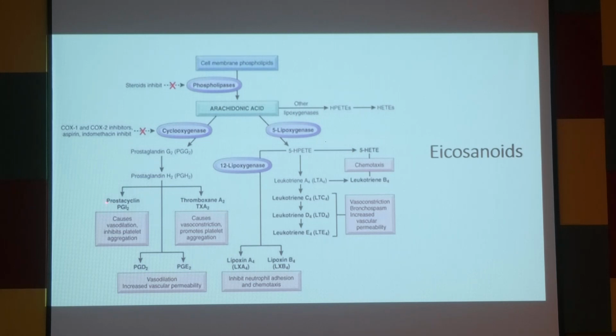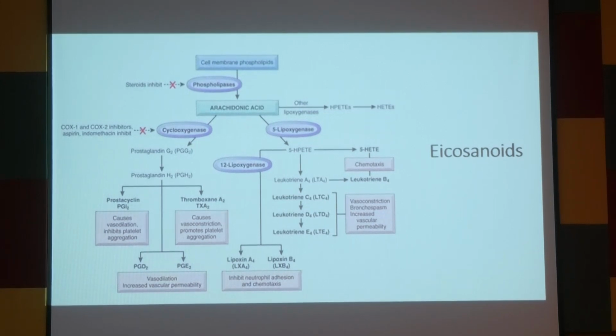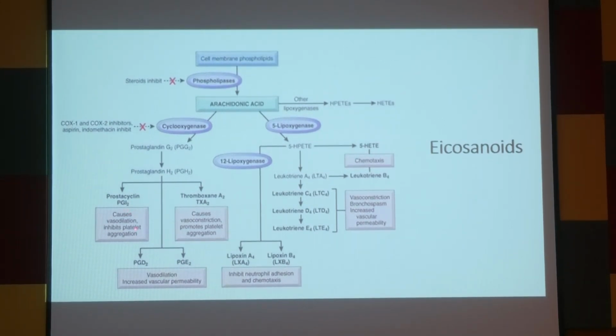And prostacyclin and thromboxane have antagonistic action. Prostacyclin causes vasodilatation, but thromboxane A2 causes vasoconstriction. Prostacyclin I2 inhibits platelet aggregation, but thromboxane A2 is a procoagulant; it induces platelets to stick together and form a clot. So prostacyclin has just the antagonistic effect to that of thromboxane A2.